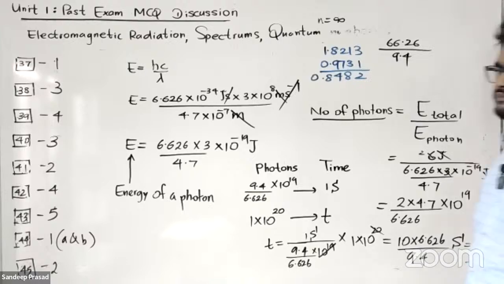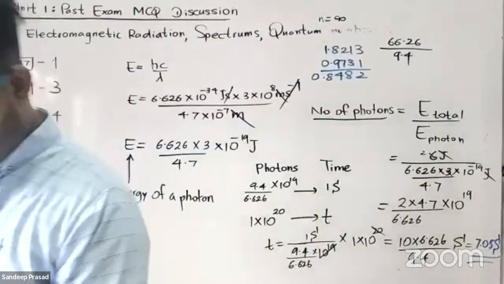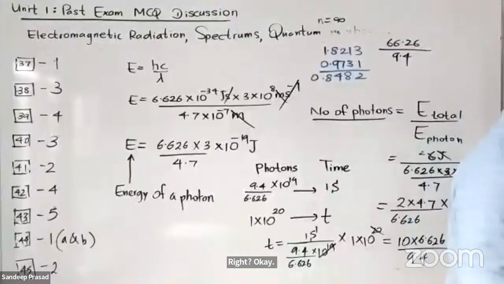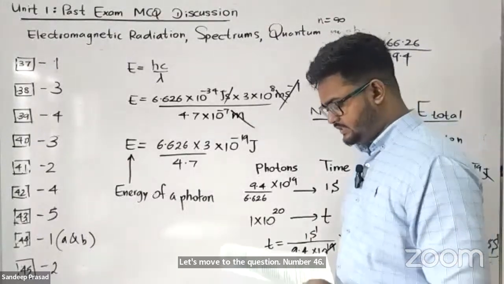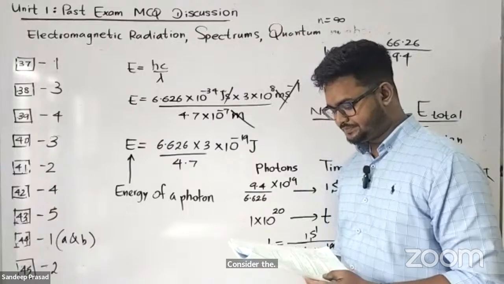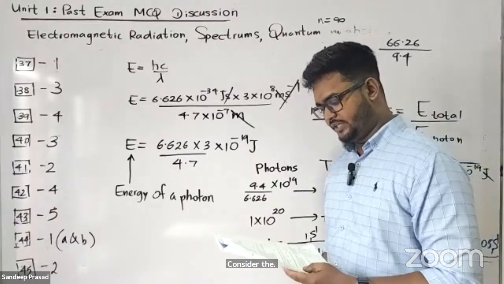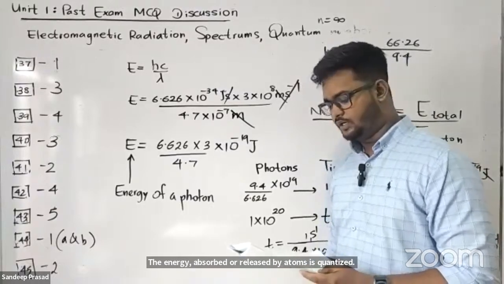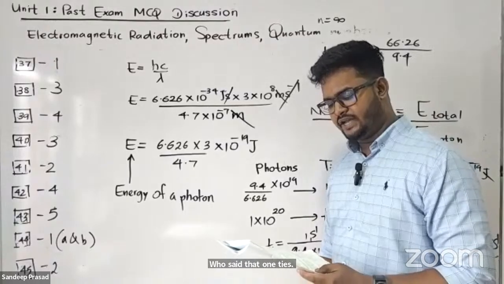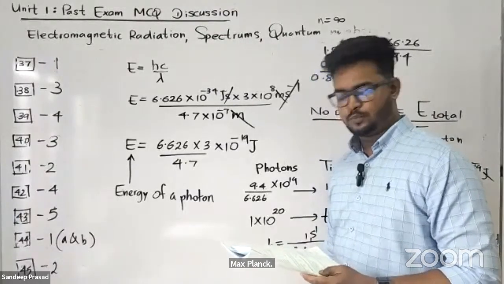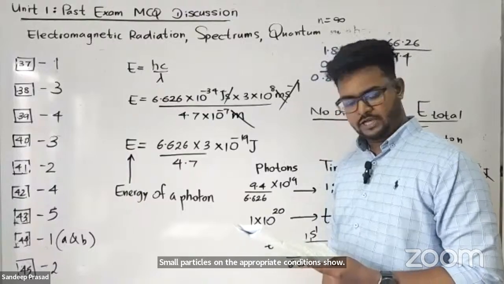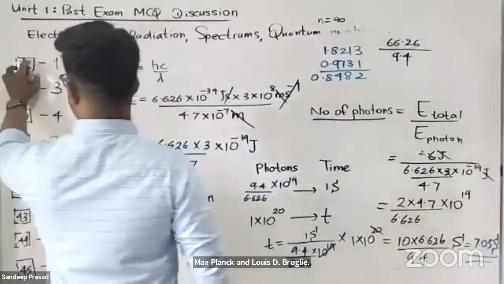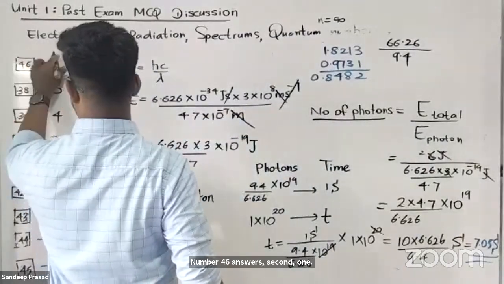Right. Okay. Let's move to question number 46. Consider the following statements, number 1 and number 2. The energy absorbed or released by atoms is quantized. Who said that one? Quantized, Max Planck. Small particles under appropriate conditions show wave properties. Louis de Broglie. Max Planck and Louis de Broglie. Question number 46. Answer is second one.